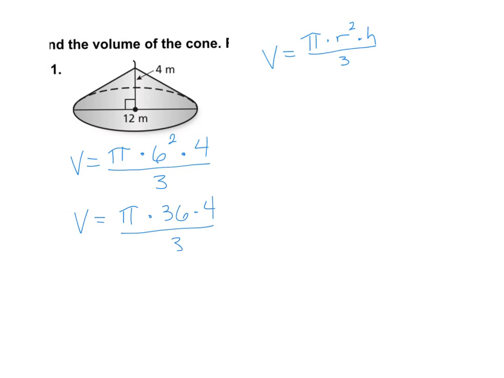So I've got pi times 36 times 4 equals, then I'm going to divide that by 3. That means that my volume is going to end up being 150, rounded to the tenths would be 150.8 meters cubed. That's how you do that one. Let's take a look at number 2.